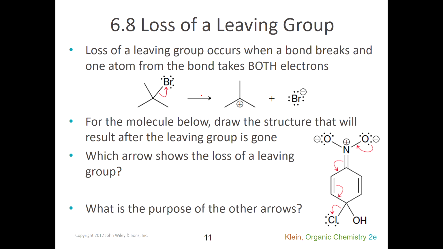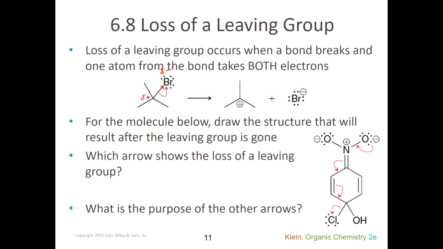The next pattern is a loss of a leaving group. Sometimes this happens in conjunction with a nucleophilic attack. Sometimes it happens on its own. As long as there's enough energy and the collision is strong enough, sometimes these bonds can break. And so if I have one atom that's more electronegative than another, bromine's slightly more electronegative than carbon, it's already kind of pulling the electrons. If that molecule undergoes a strong collision, the electrons can both move on to the more electronegative atom.